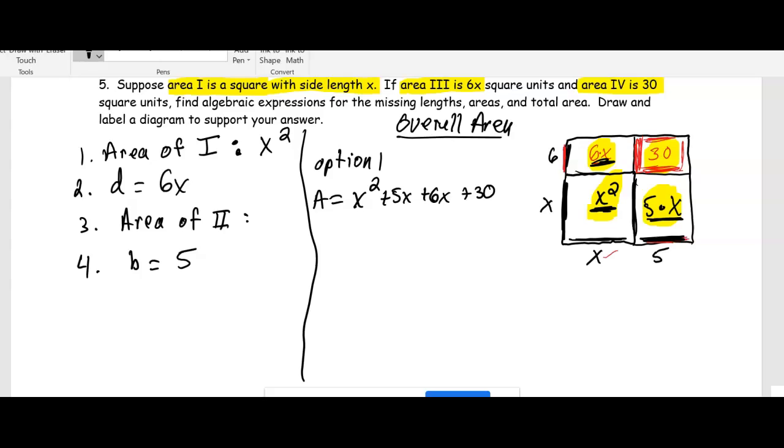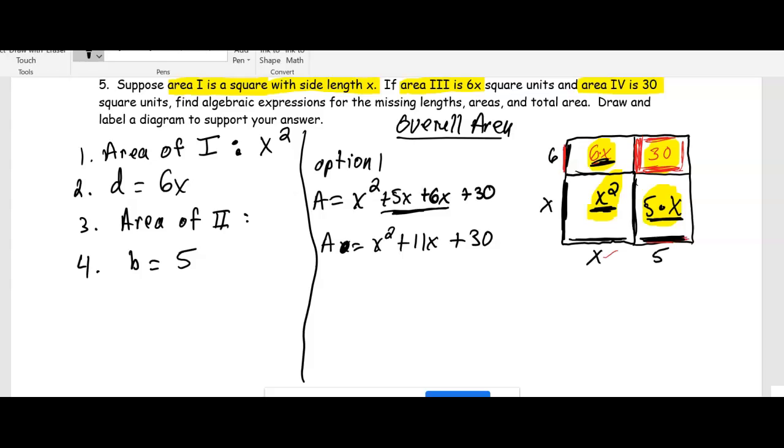When we do that, we should see that we have like terms here. So we're going to be able to combine these guys together. So we'll get x squared plus 11x plus 30. That's your answer. It looks weird. You're not getting a numerical value right now, but that's the area that we would say for this rectangle.